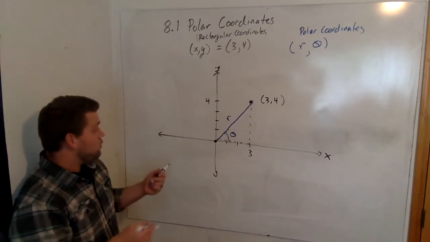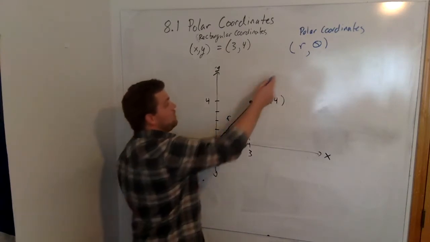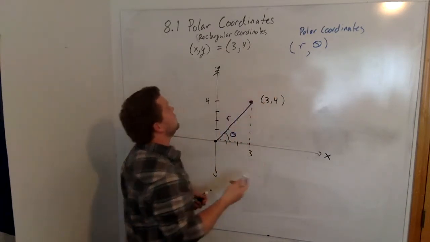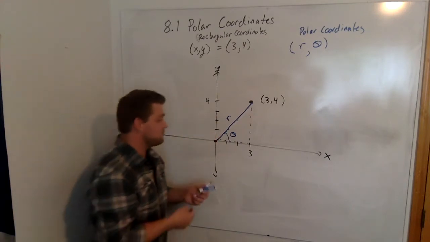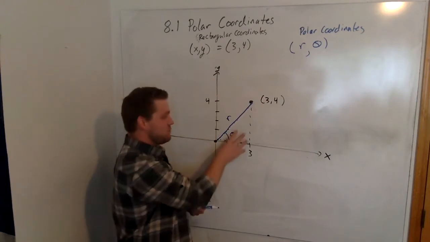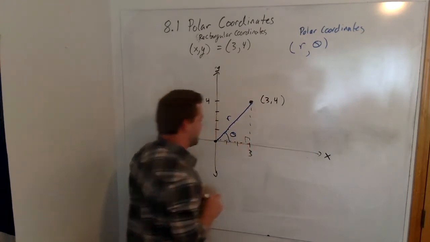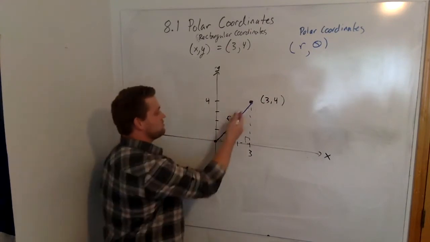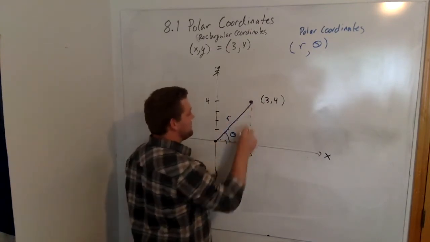Okay, so what we might ask ourselves now is what would this point be in polar coordinates? Well, we can actually figure that out because polar coordinates and rectangular coordinates together make a triangle. So if we put a right angle right here, let's try to think about what this radius here will be.